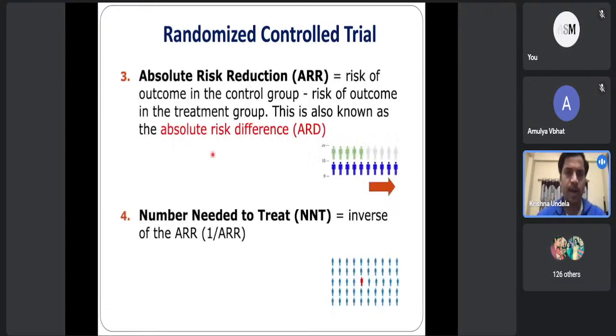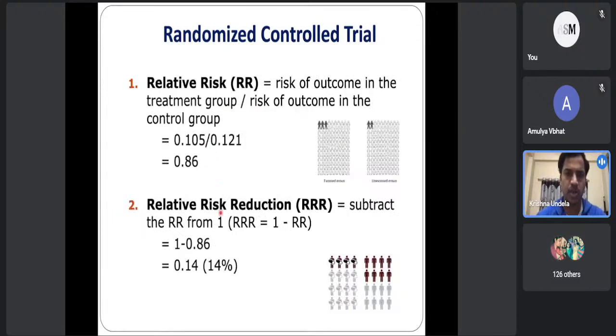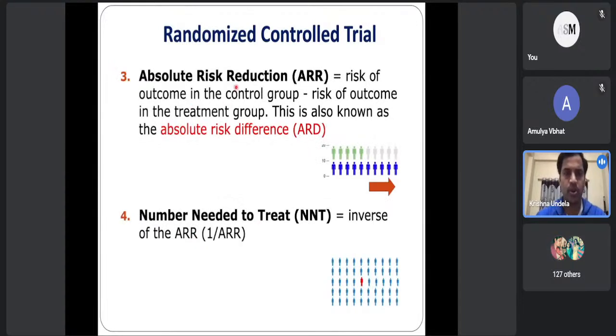So now we are going to calculate something called absolute risk reduction. Previously, we have seen the relative risk reduction. Relatively, how much reduction is there? And absolutely, how much reduction is there? That's what is called the absolute risk reduction, ARR. How we calculate that is the risk of outcome in the control group minus the risk of outcome in the treatment group. Once again, risk of outcome in the control group minus risk of outcome in the treatment group. That's what we call absolute risk reduction, or sometimes absolute risk difference also, ARD.